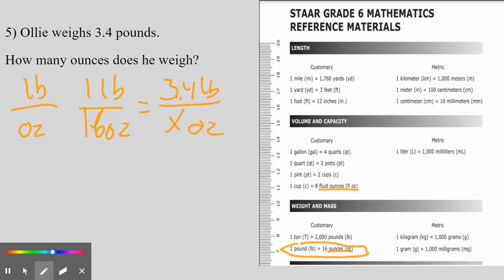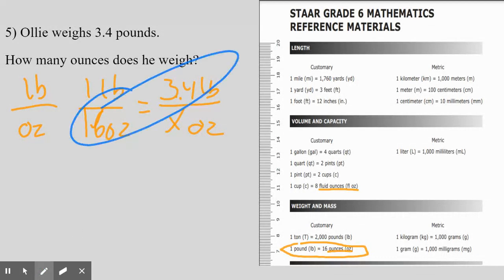Now, I get to cross multiply and then divide by 1, and I should get x equals 54.4 ounces.